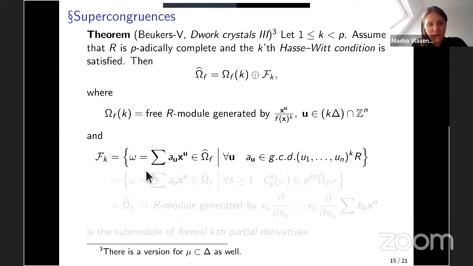It can be defined through congruences again. So F_k consists of rational functions whose formal expansions have coefficients divisible by the k-th power of the GCD of u1, ..., un. Or we can define it through the Cartier operation. Now there is a divisibility by p to the power k as here. This condition is stronger than the condition for formal derivatives, which was the case k equals 1.